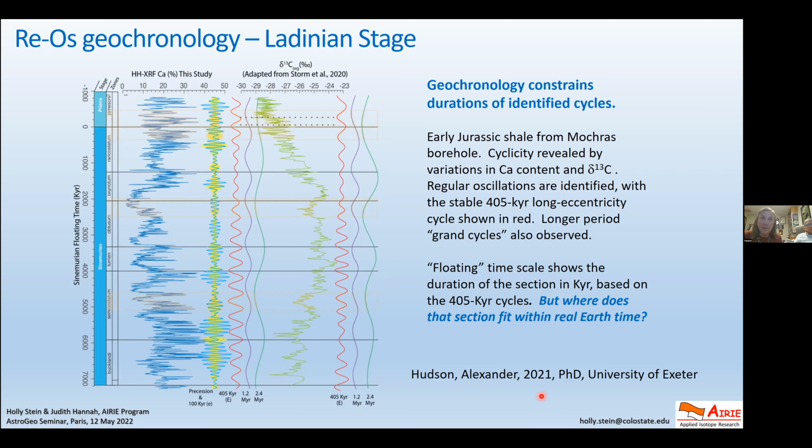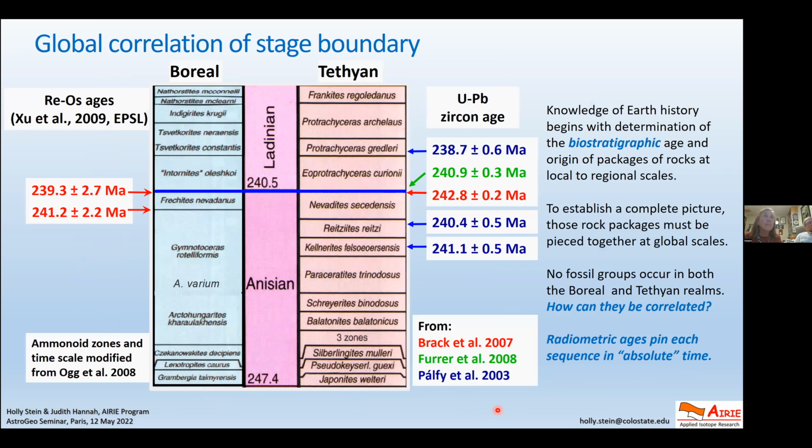So this particular section was put together by Alex Hudson, who's working with Steve Hesselbo. This was something that Holly showed, where we were trying to use our early rhenium osmium dates to compare the boreal ammonite stratigraphy with the Tethyan ammonite stratigraphy. And in this case, there was great controversy about this particular section and how old it is, because the uranium lead ages actually had inversions in them.